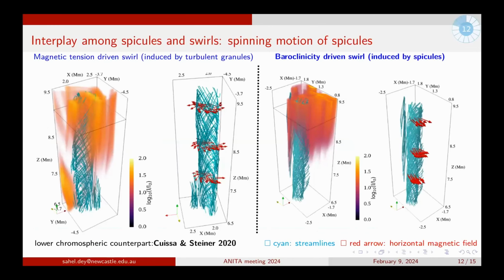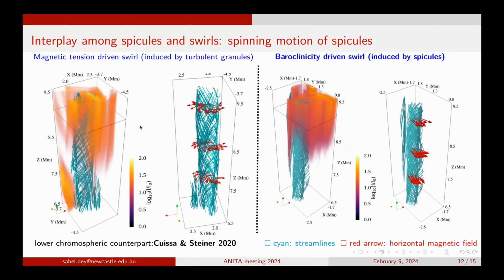So here we find that whenever these spicules are rotating, there are these helical streamlines. Streamlines correspond to the velocity field. Whenever these jets and helical velocity streamlines overlap with each other, they give this rotational impression. So indirectly, whenever we find this spinning of spicules in observation, we can think that swirls or vortex tubes exist.